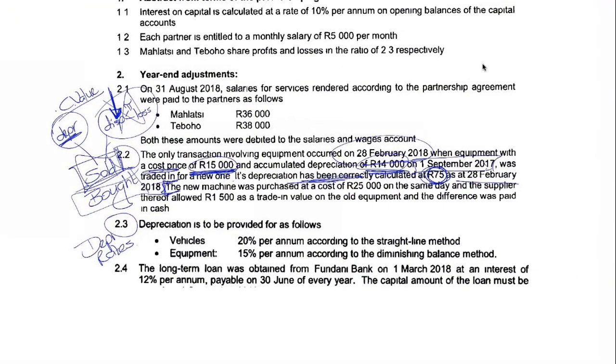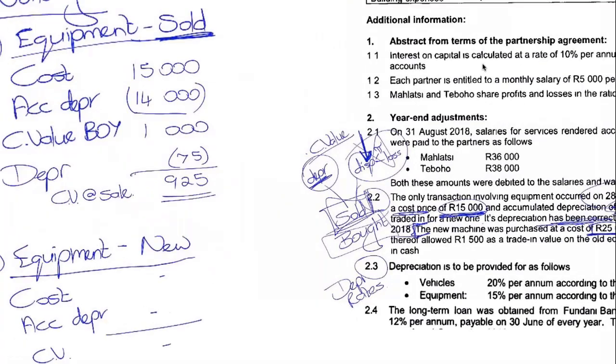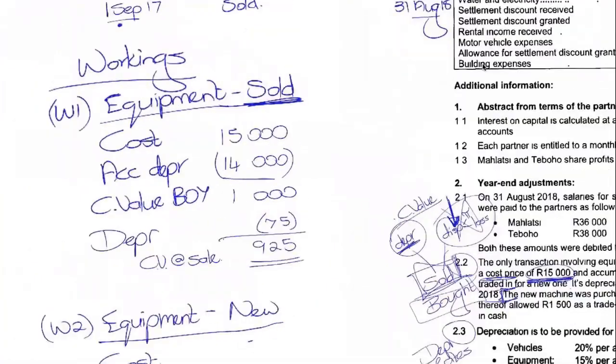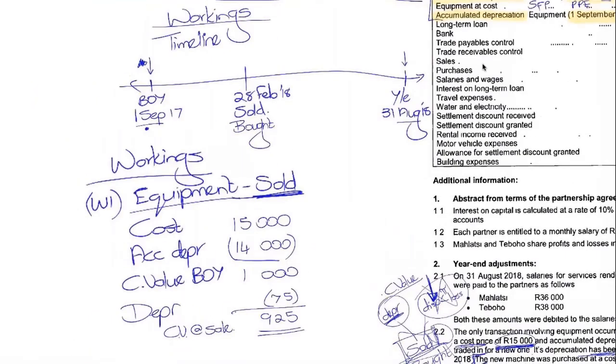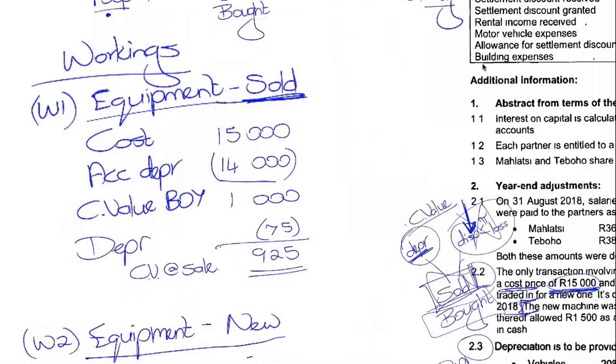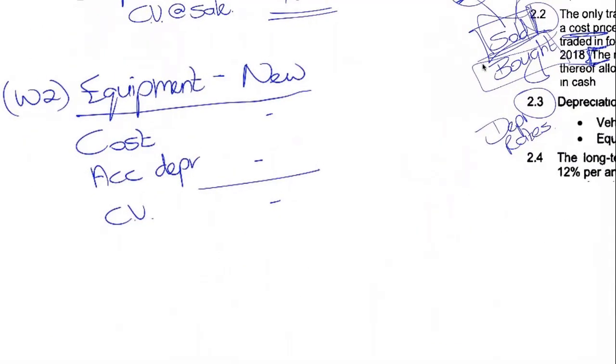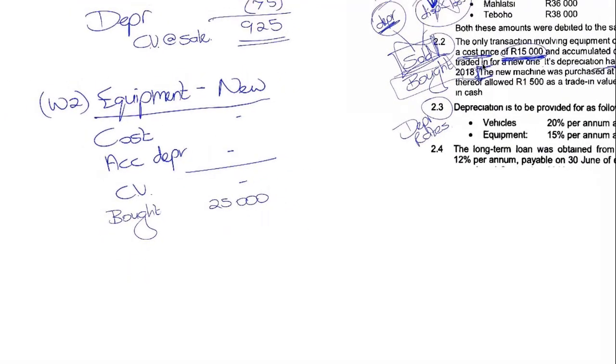The new machine was purchased at a cost of 25,000 Rand on the same day. And I'm not going to talk about the trade-in value because that's about the disposal. So we also bought an asset over here on the 28th of February. Okay. Sorry, my little screen's going back and forth a little badly. Okay, so we bought an asset for 25,000 Rand. Now let's get to the actual depreciation calculation.